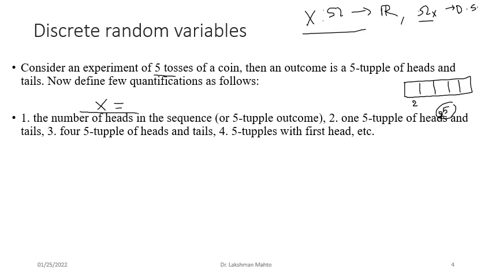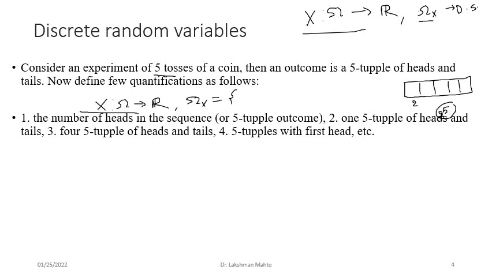So simply focus on what would be the range of this X. X is a mapping from the sample space omega to R, and X counts the number of heads in the sequence, a five tuple of heads and tails. Then what is the range of this X? Anyone?